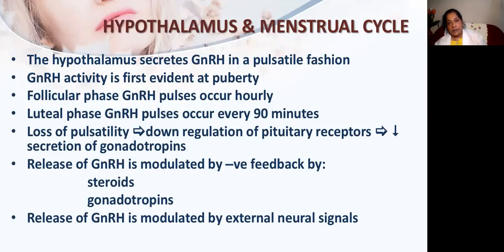Now the hypothalamus in relation to menstrual cycle. The hypothalamus secretes gonadotrophin-releasing hormone in a pulsatile form. GnRH activity is first evident at puberty, which we had already seen. In the follicular phase, GnRH pulses occur hourly. In the luteal phase, GnRH pulses occur every 90 minutes. Loss of pulsatility, downregulation of pituitary receptors decreases the secretion of gonadotrophin. Release of gonadotrophin-releasing hormone is modulated by negative feedback by steroids and gonadotrophins, that is LH and FSH. Release of GnRH is modulated by external neural signals as well.